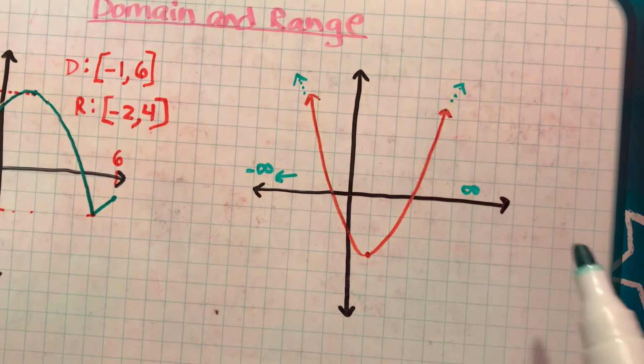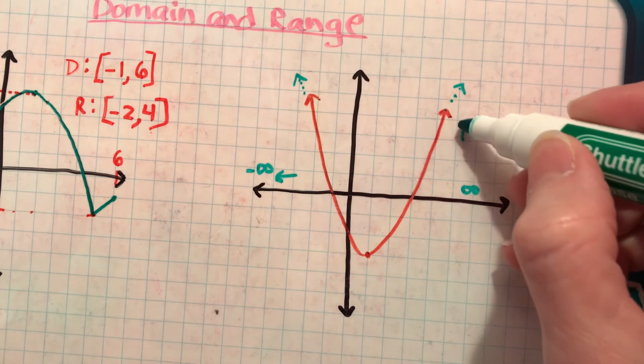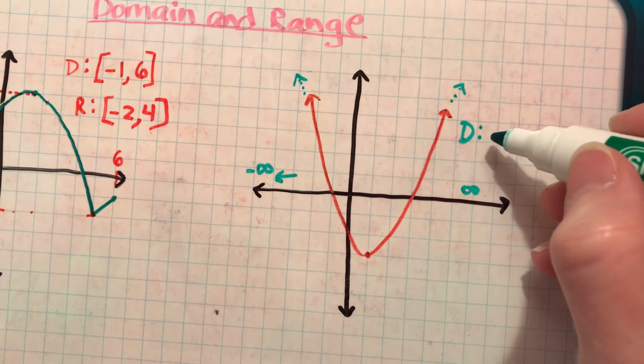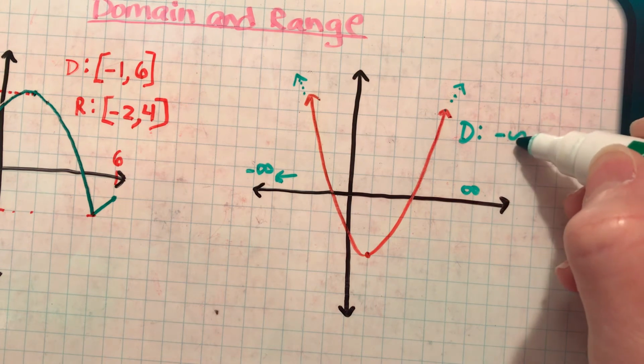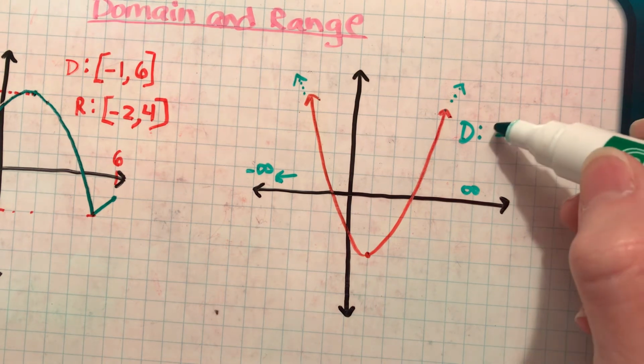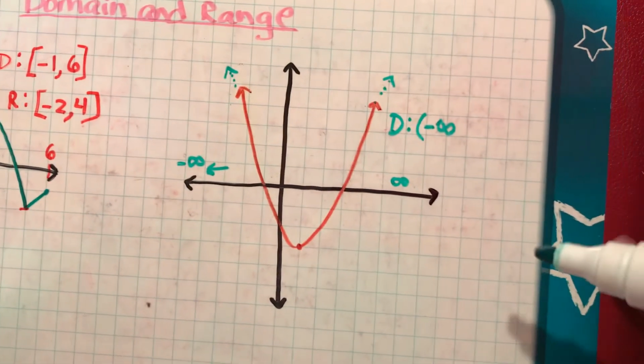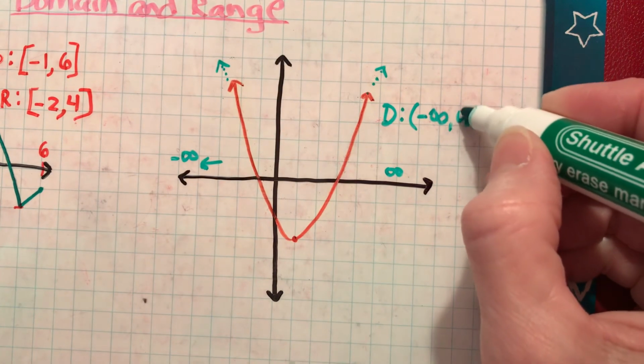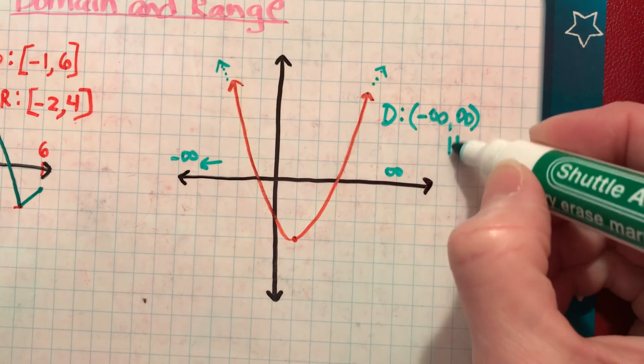over here. So the way we will write that, that's our domain, and that will be everything from -infinity on the left to +infinity on the right. We also call that all real numbers.